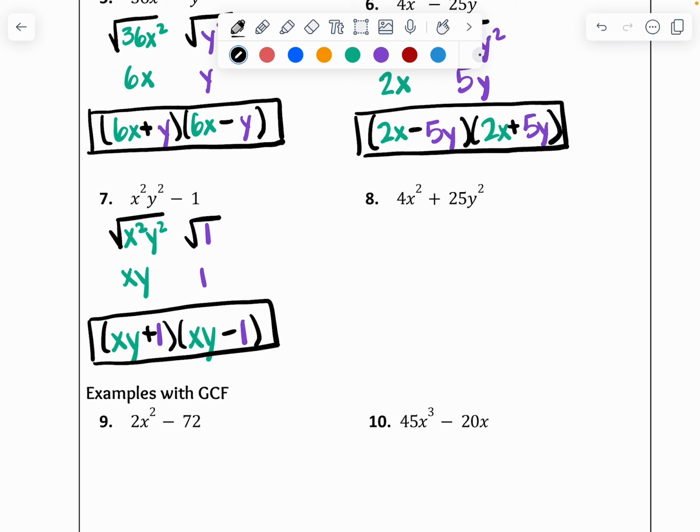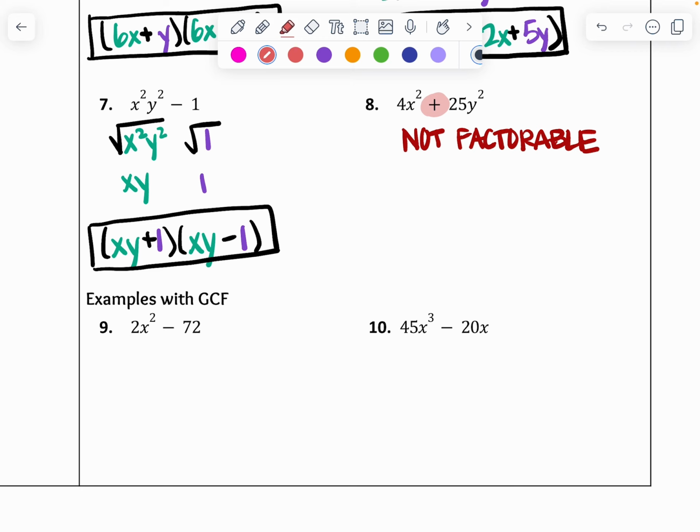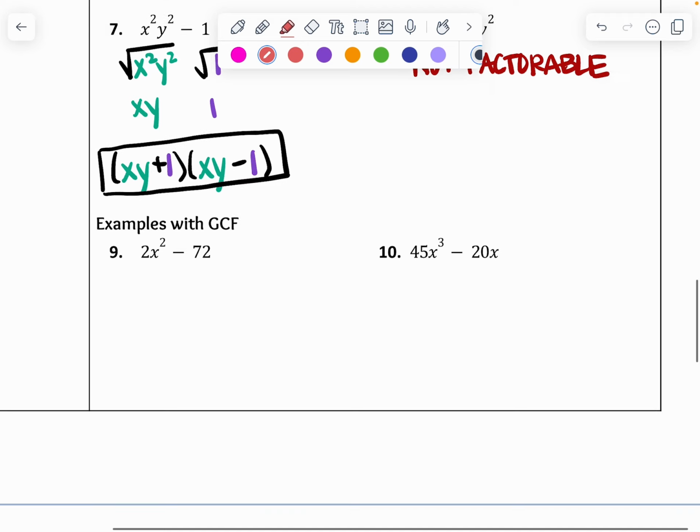Let's look at number 8. We actually cannot factor this. Did you catch that? This is not a difference of squares. It's a sum of squares. So be careful that you don't try to apply a difference of squares rule to a sum of squares.